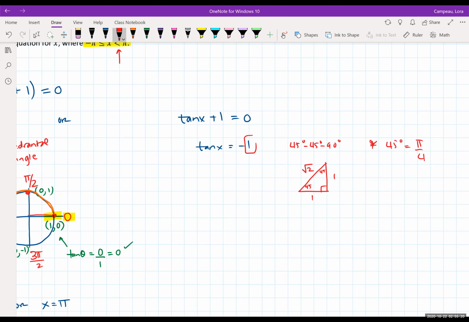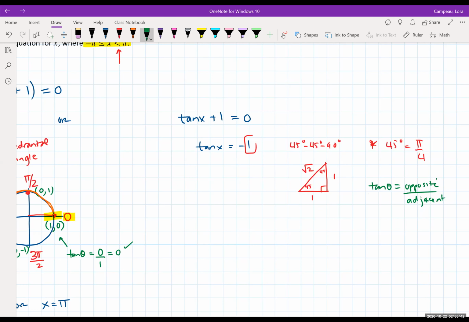Now, if you're trying to talk about tangent, another definition: remember, tangent of theta is also known as opposite over adjacent leg of the right triangle.